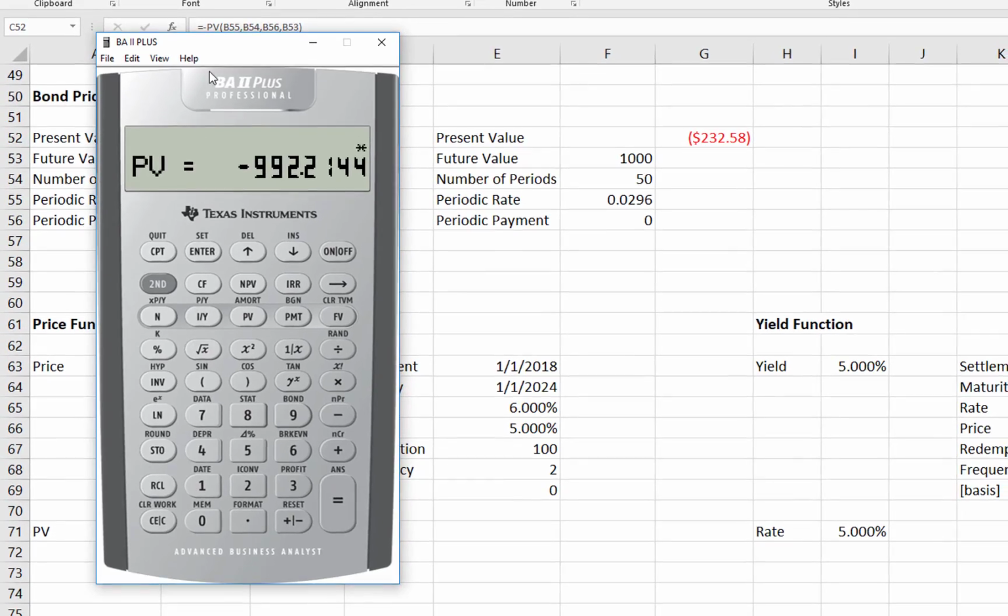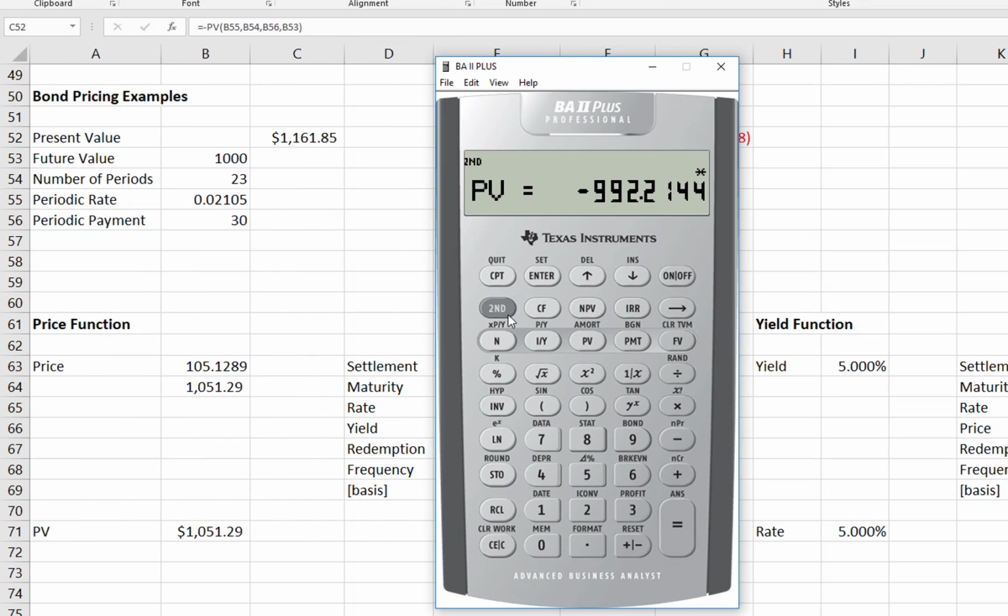With the calculator, let's look at those same inputs here. We want to clear out the inputs, and we'll put in the number of periods is 11.5 times 2. So 23 total periods. The interest rate is 4.21. Divide that by 2. The cash flows are $30 each. The payments, and then the final cash flow, the future value lump sum is $1,000. We compute the present value, $1,161.85.